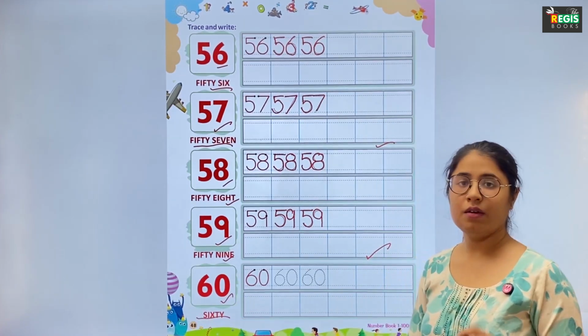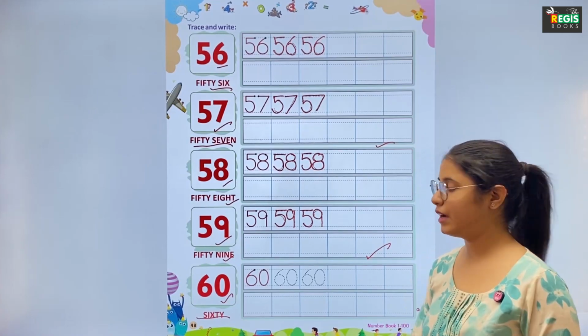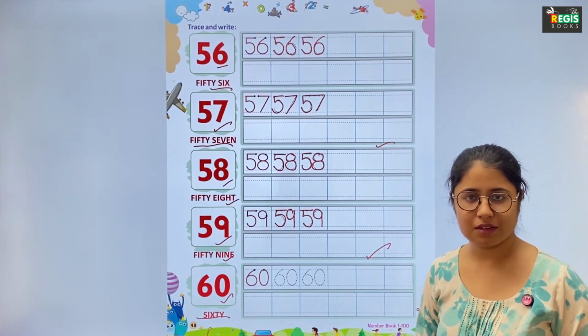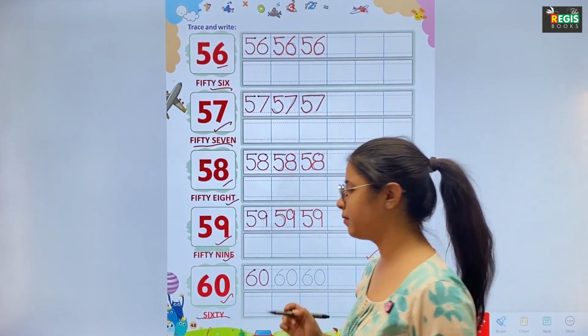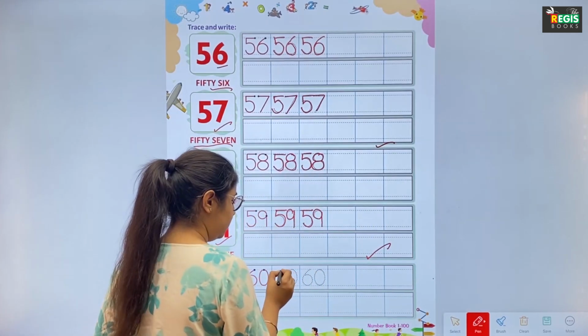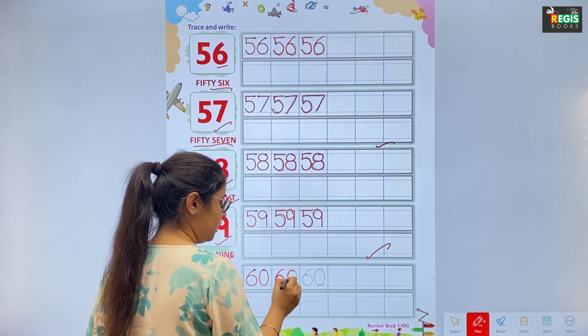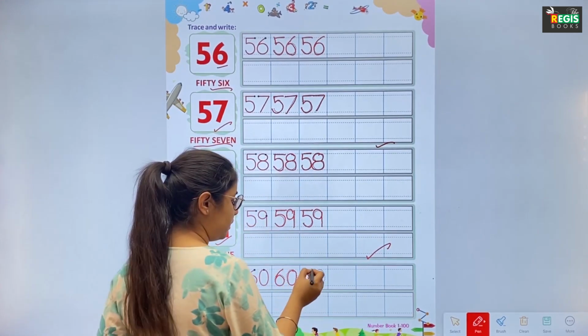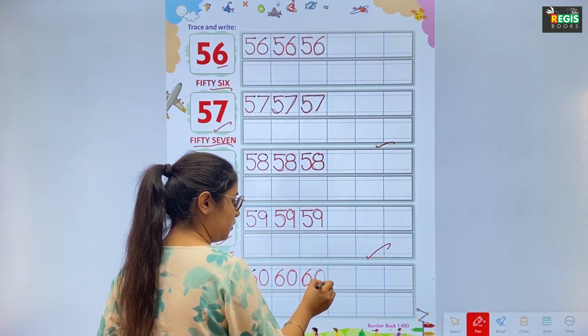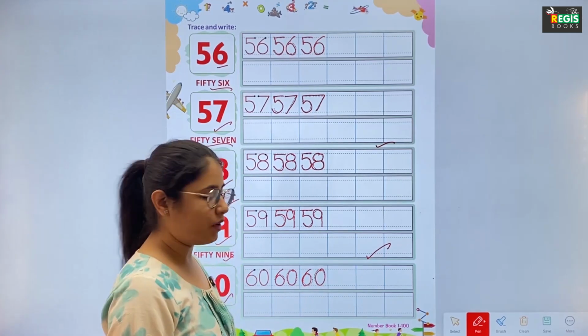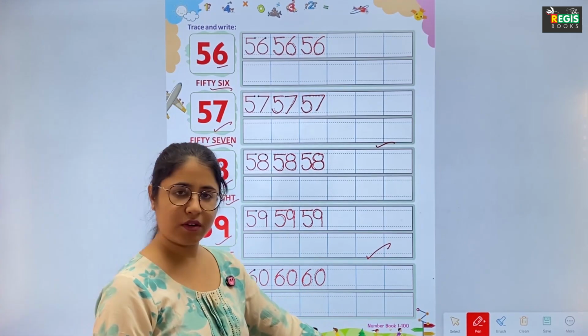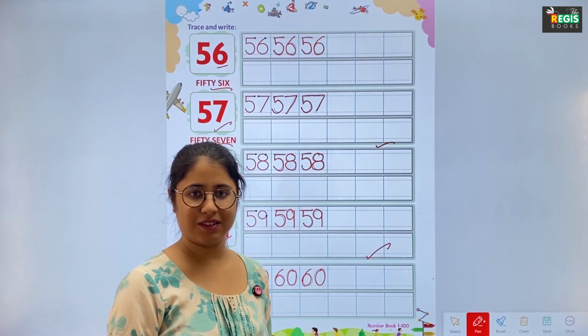60. We write the number 60 by writing 6 and 0 together. Let's trace with me. 6, 0, 60. And write the number 60 in the rest of the boxes to practice it.